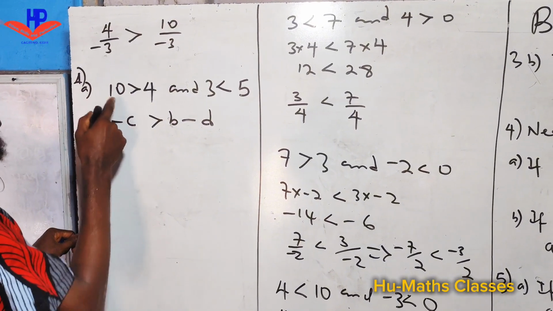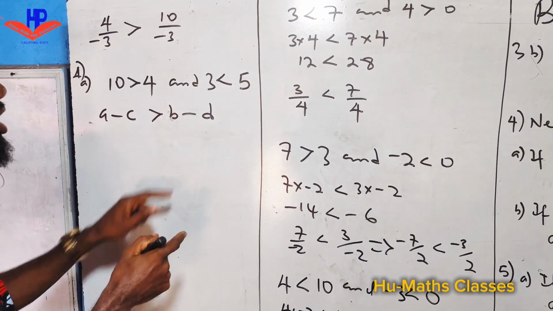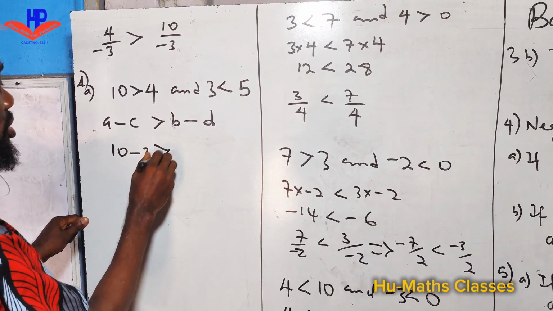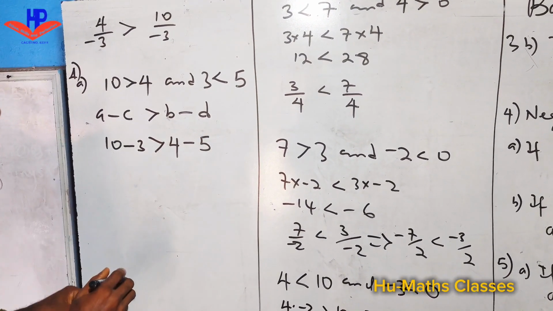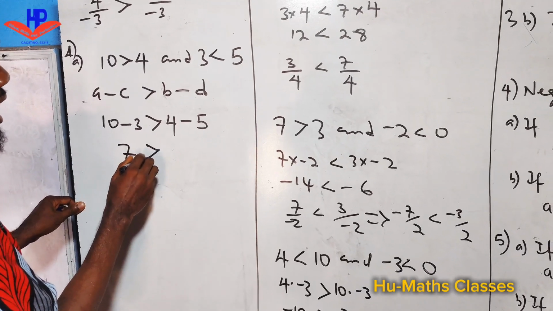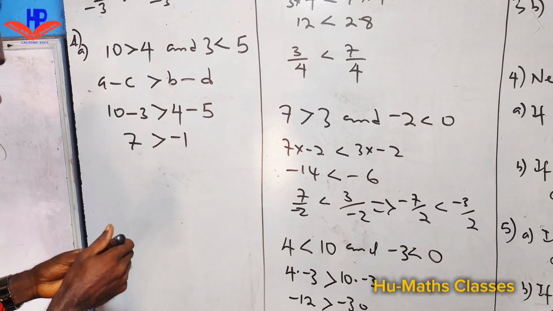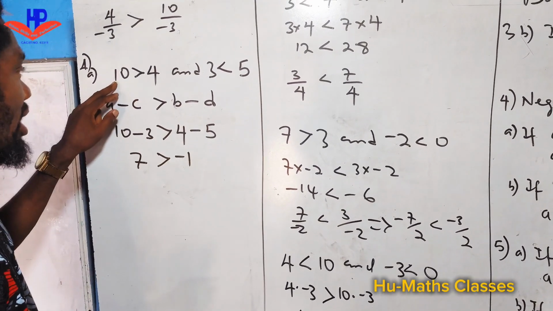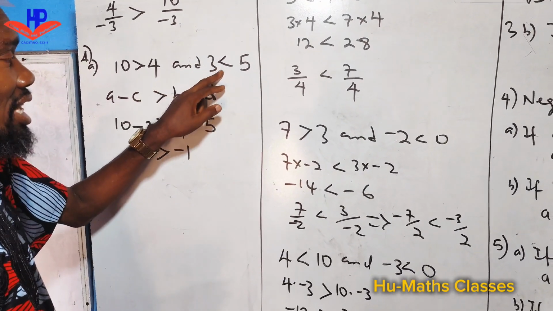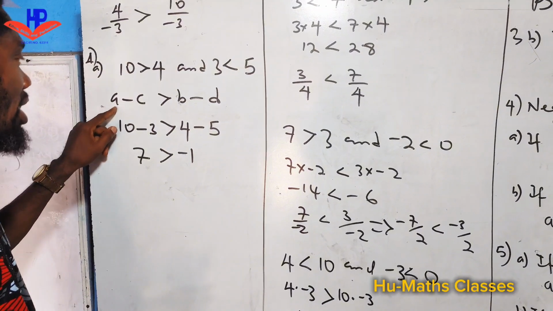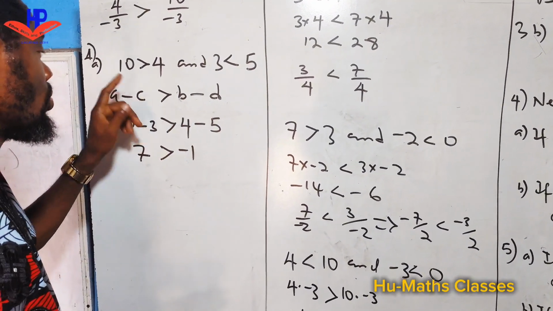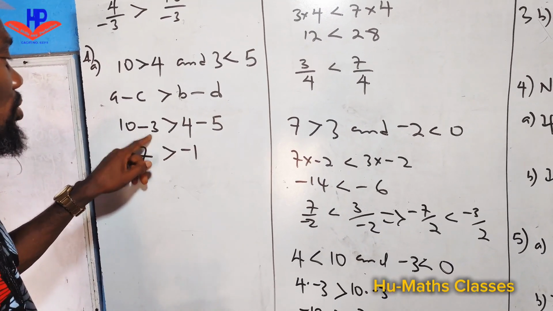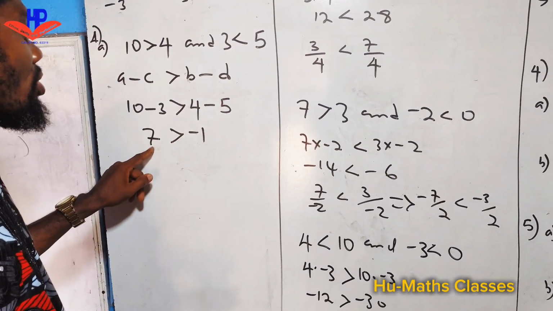Here we have our a, here we have our b, here we have our c, and here we have our d. So we have 10 minus 3 greater than 4 minus 5. So here we have 7 greater than minus 1. So you can see that a minus c will be greater than b minus d if a is greater than b and c is less than d. If you subtract c from a and d from b, the result at a minus c will be greater than the result at b minus d. And we're proving that here: 10 minus 3 is greater than 4 minus 5, which is 7 greater than minus 1.